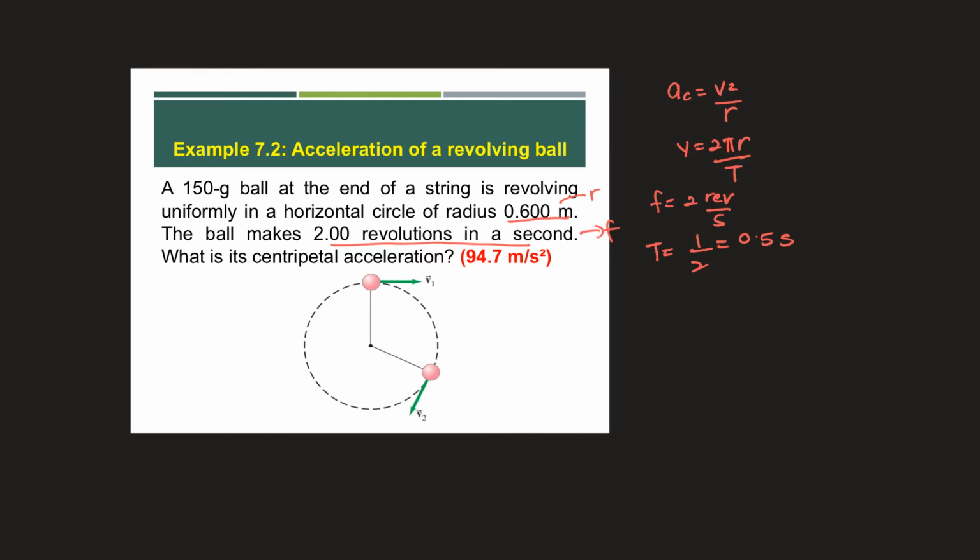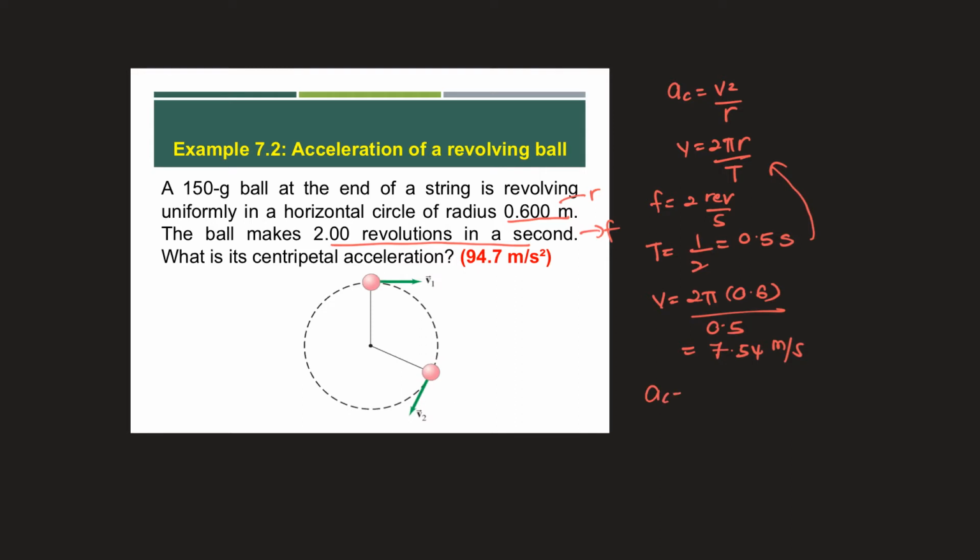First we are going to find v. So v will be 2 pi, the radius is 0.6, divided by 0.5. So you are going to get 2 pi times 0.6 divided by 0.5, which is 7.54 meter per second.